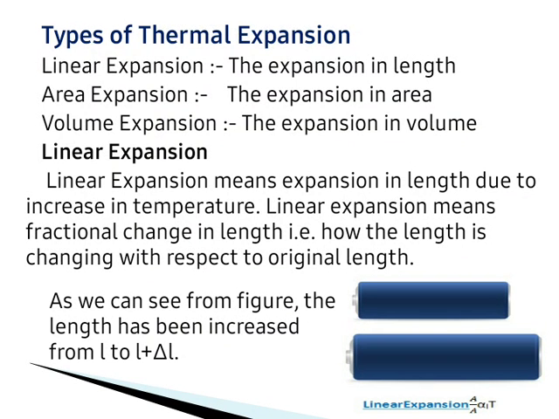As seen from the given figure, the length of the cylindrical object is increased from L to L plus delta L on its heating. Let delta T be the increase in temperature, then what should be the increase in length per unit length? It will be equal to delta L by L.